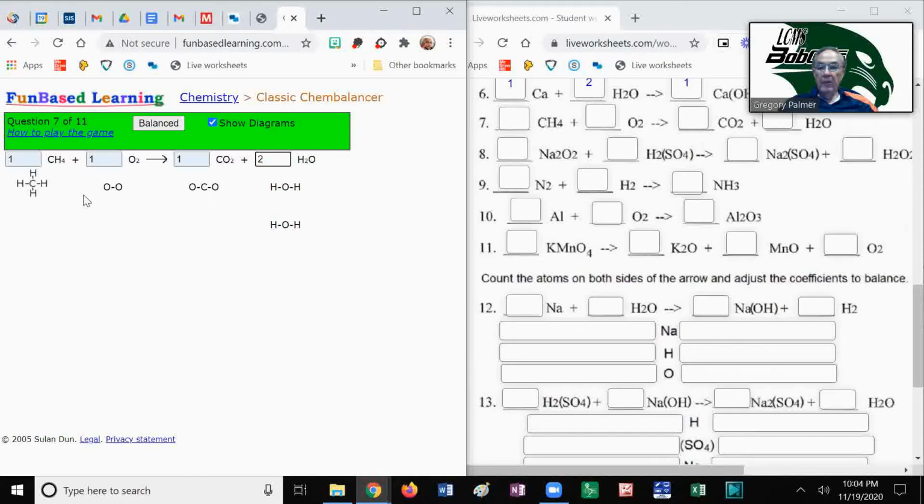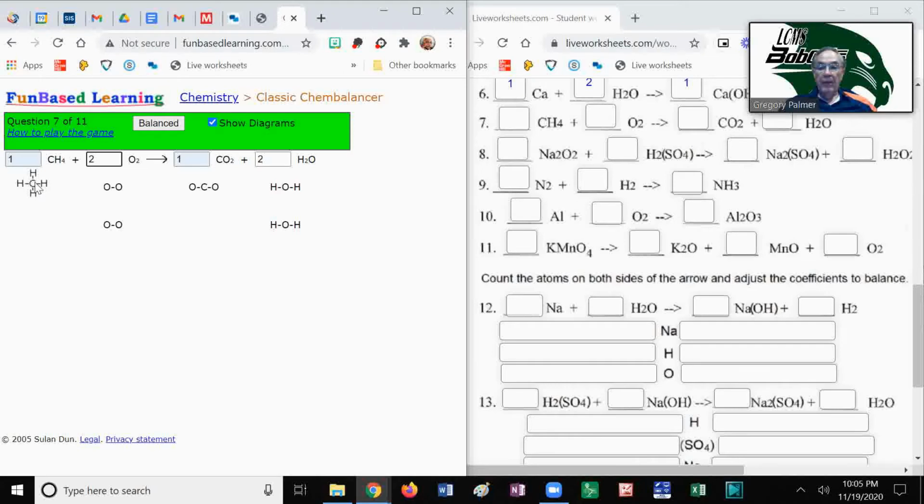So I got 4 hydrogens here, 4 hydrogens here, and on this side I have 1 carbon, and on this side, I have 1 carbon. On this side, I have 2 oxygens. On the product side, I have 1, 2, 3, 4 oxygens. So I need some more oxygen over here. So I'm going to try a 2 coefficient there.